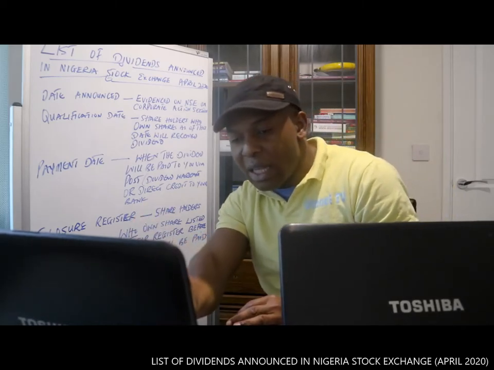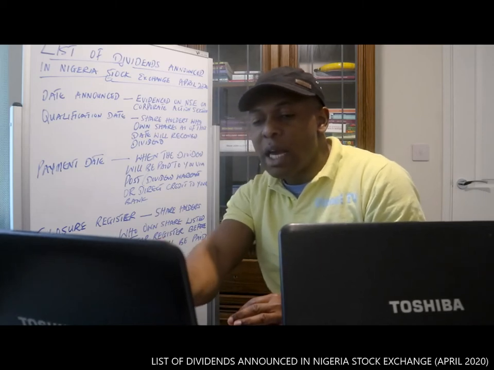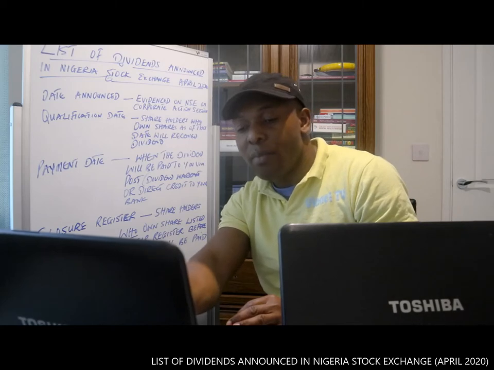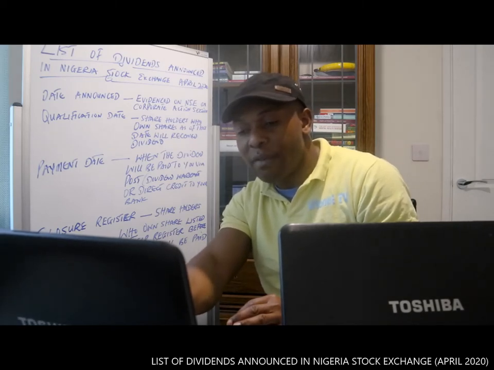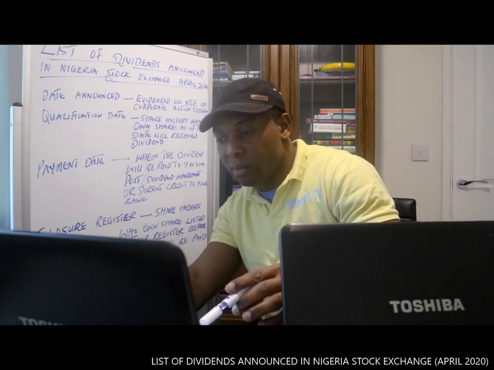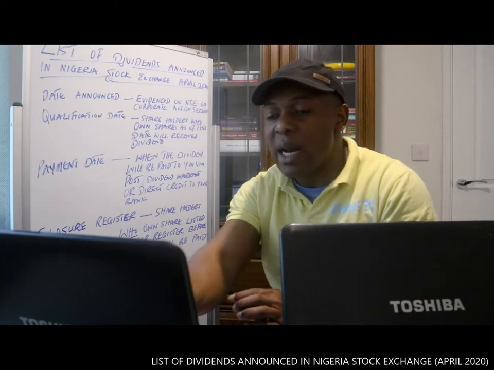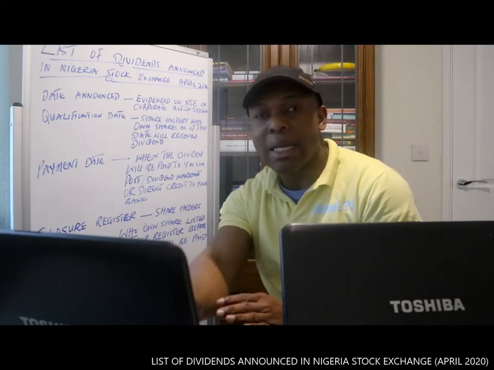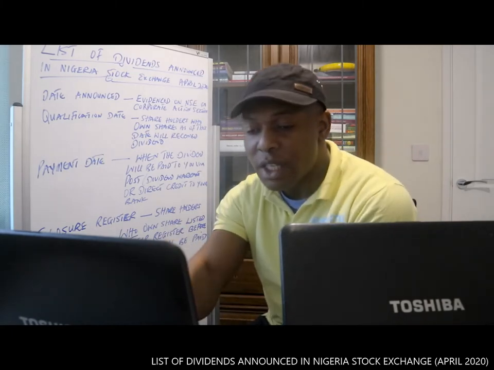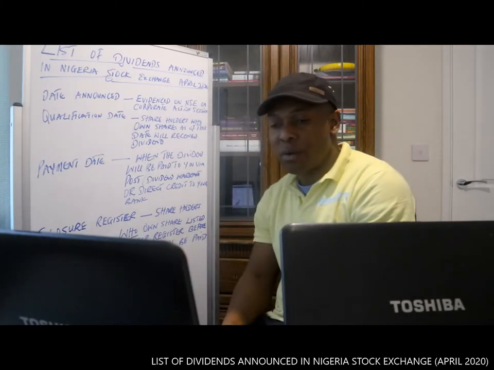So the same thing applies to Transcorp, which declared 0.01 kobo. Okay. MTN Nigeria declared 497 kobo. Transcorp Hotel declared 0.07 kobo. Okay. And Nigerian Breweries declared 1 naira 51 kobo. United Capital declared 50 kobo. Then Infinity Trust Mortgage Bank declared 0.035 kobo.